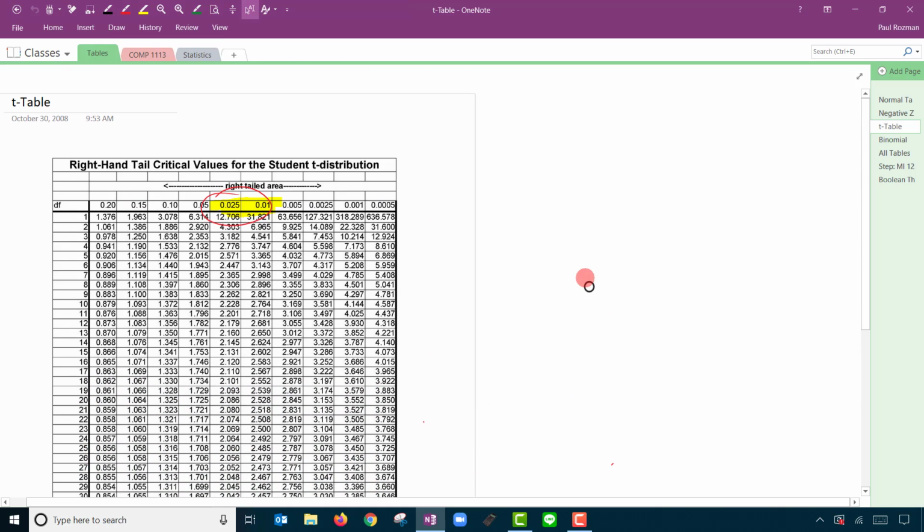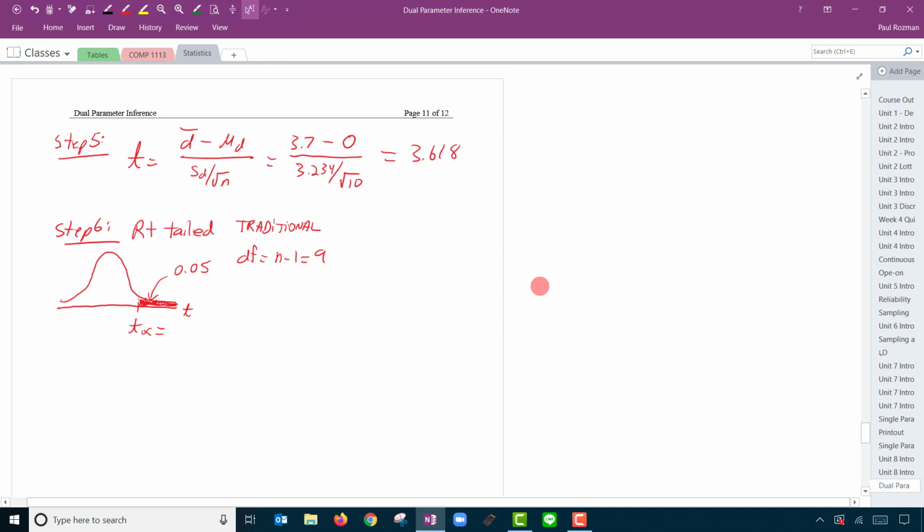Head over to your crusty t-table. It's a good workout. Look in row 9 for our degrees of freedom. And look in the column where we have 5% in the right tail. So our critical value is 1.833. And that's our critical value.